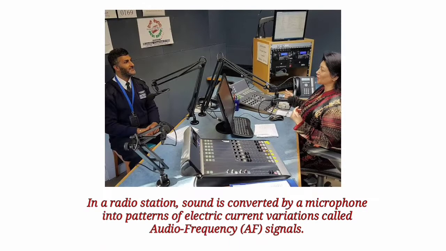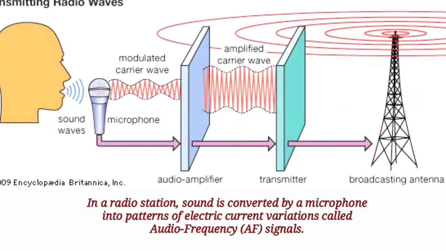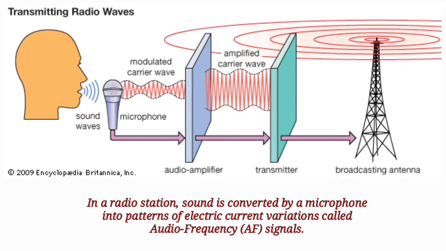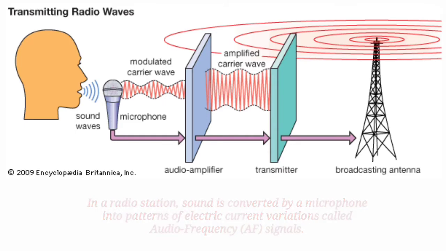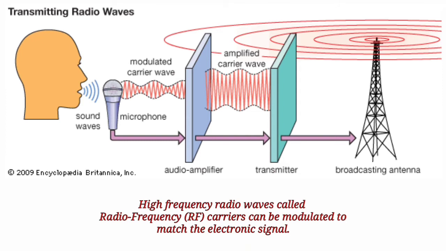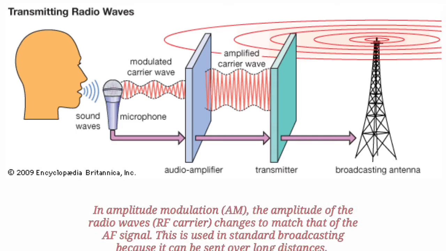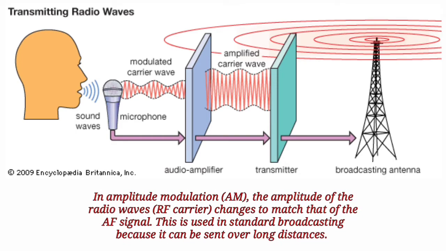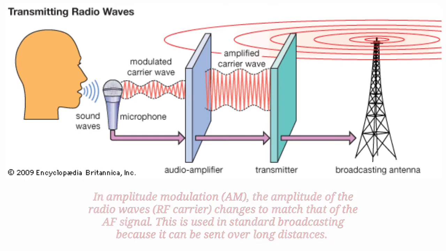In a radio station, sound is converted by a microphone into patterns of electric current variations called audio frequency or AF signals. High-frequency radio waves, called radio frequency carriers, can be modulated to match the electronic signal. In amplitude modulation, or AM, the amplitude of the radio waves changes to match that of the AF signal. This is used in standard broadcasting because it can be sent over long distances.